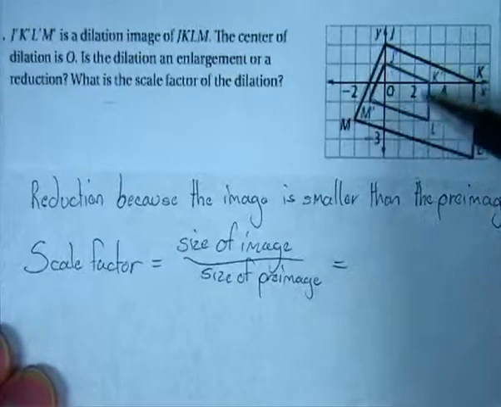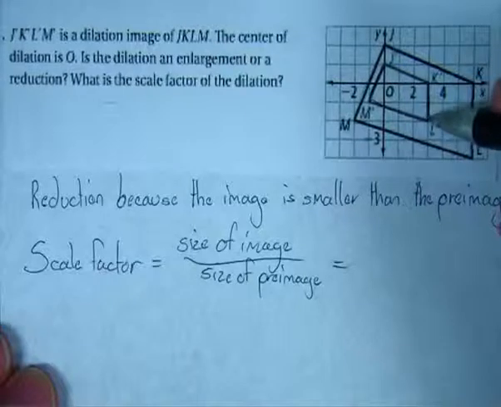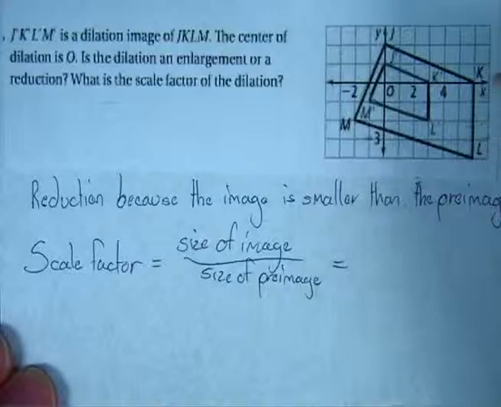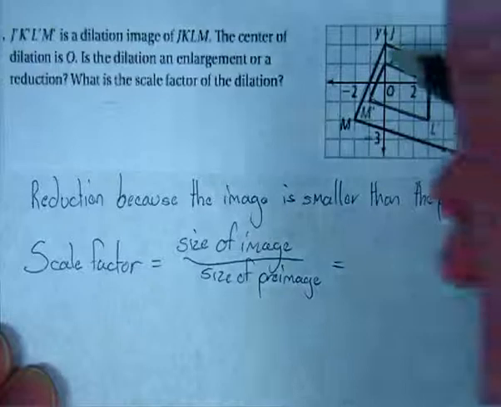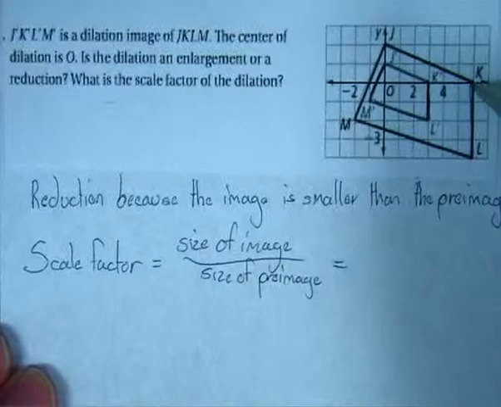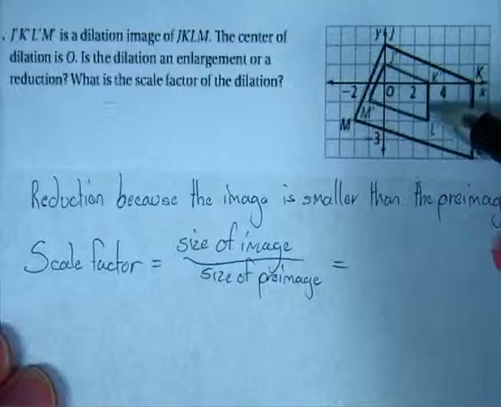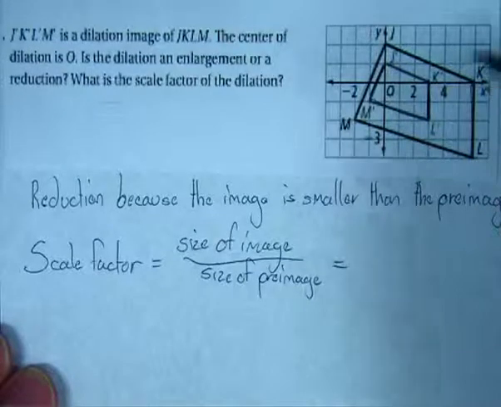Now in order to do this, you want to find some part of the figure that is either completely horizontal or completely vertical. Here we have this part and this part. Those are corresponding parts, KL and K prime L prime. You can't use parts that aren't corresponding. So we can see that this is our image and this is our pre-image. And the reason we want it horizontal or vertical is so that we can count its length.